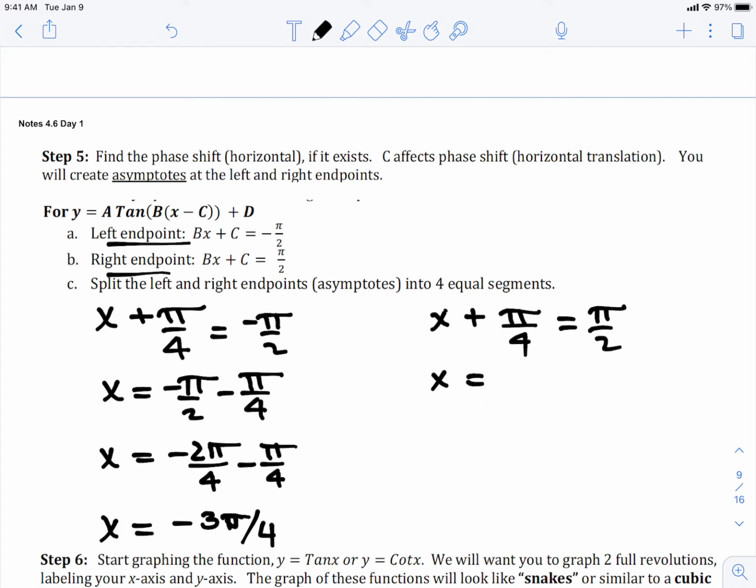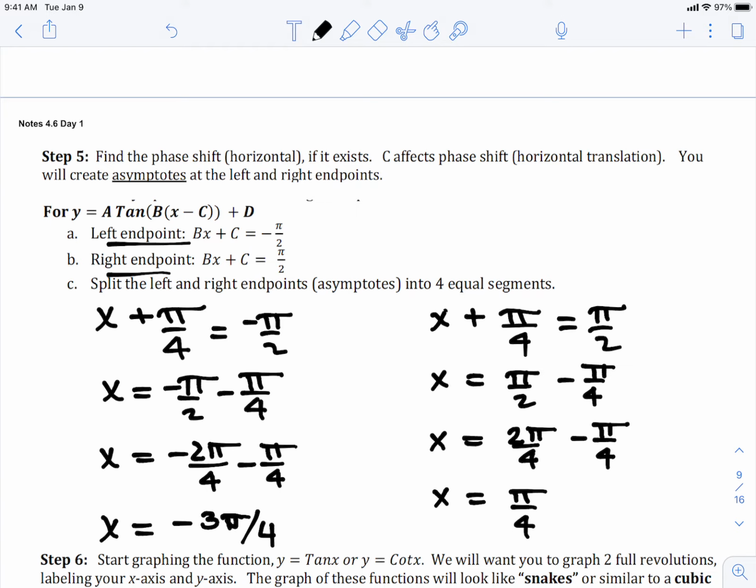Do the same thing with the second equation. Subtract both sides by pi over 4. Then we're going to change that pi over 2 to a like denominator of 4. So we multiply the numerator and the denominator by 2. And then subtract, and you get pi over 4. We're going to have those as our left and right asymptotes, and we will split that period into 4 equal segments.